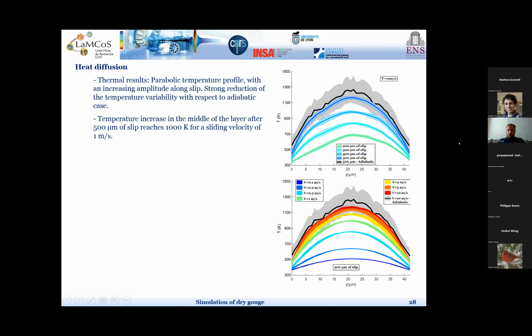We can also investigate the influence of the sliding velocity here. For example, if the velocity is 0.1 meter per second, we will have, after 500 micrometers of slip, a maximum temperature close to 500 kelvins. But if this sliding velocity is 10 meters per second, the maximum temperature is much higher. It's close to 1200 kelvins here.